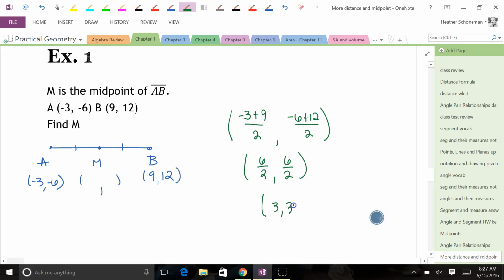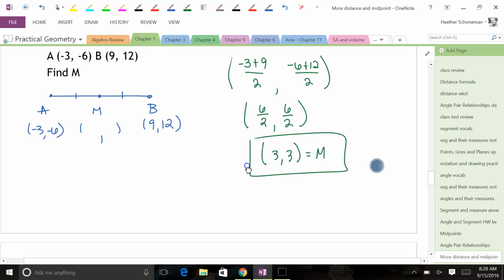So we get the point (3, 3), and that is M. Now notice that I put parentheses around either side and a comma in between. You will not get full credit if you don't write it as an ordered pair. All right, let's try another one.